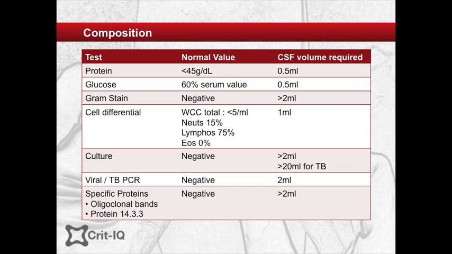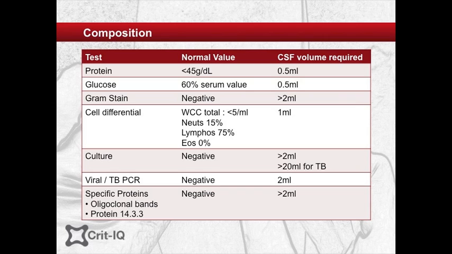PCR has superseded tissue culture for viral infections and is widely available for the following viruses: HSV, VZV, CMV, EBV, JC virus, Murray Valley encephalitis, HIV, and HTLV1.